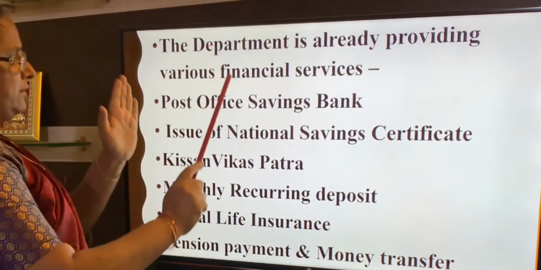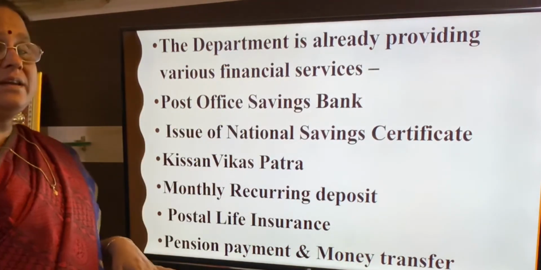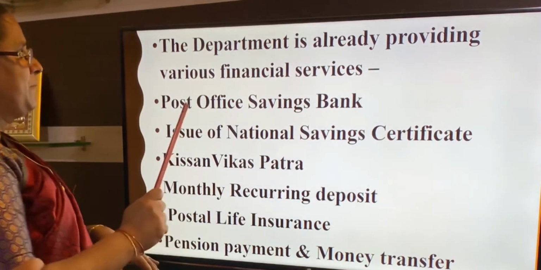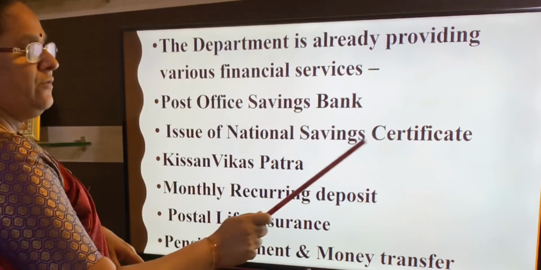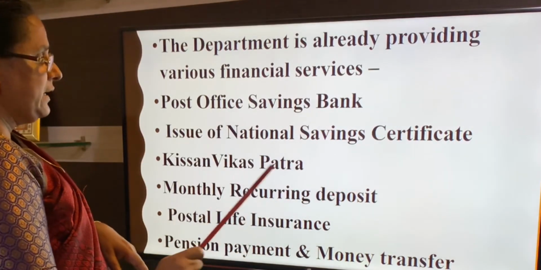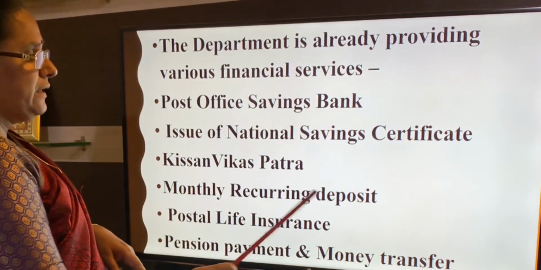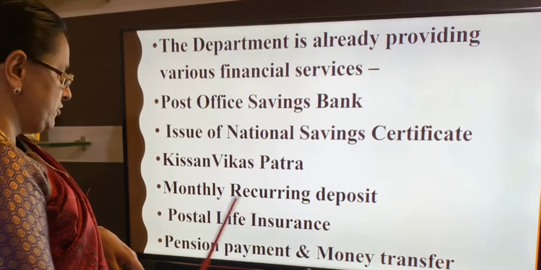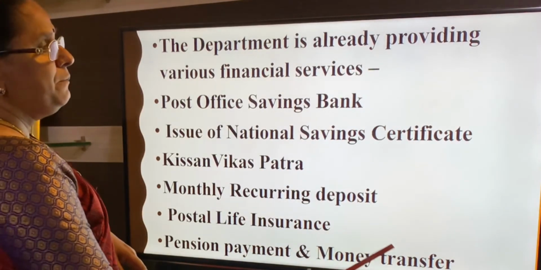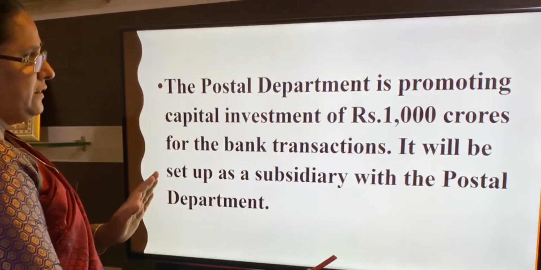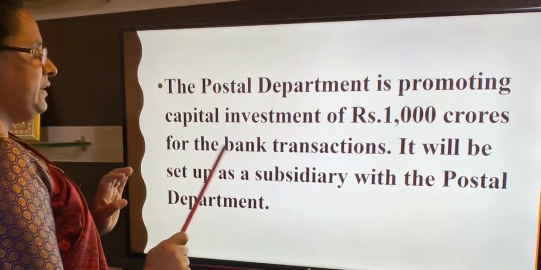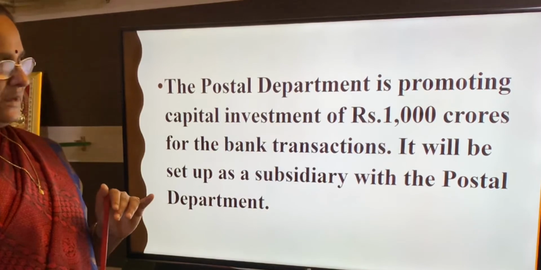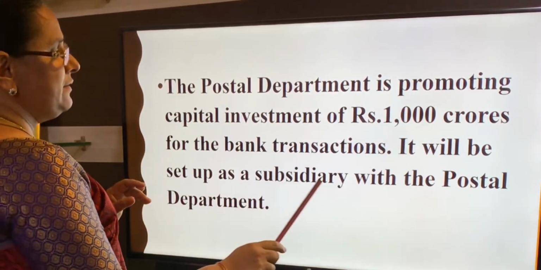You can see the 7 services rendered by the postal department. Remember: Post Office Savings Bank, issue of National Savings Certificate, Kisan Vikas Patra, monthly recurring deposit, postal life insurance, pension payment and money transfer. So these are the services. With that, remember the 1000 crores invested in the banking transaction, and it is acting as a subsidiary.